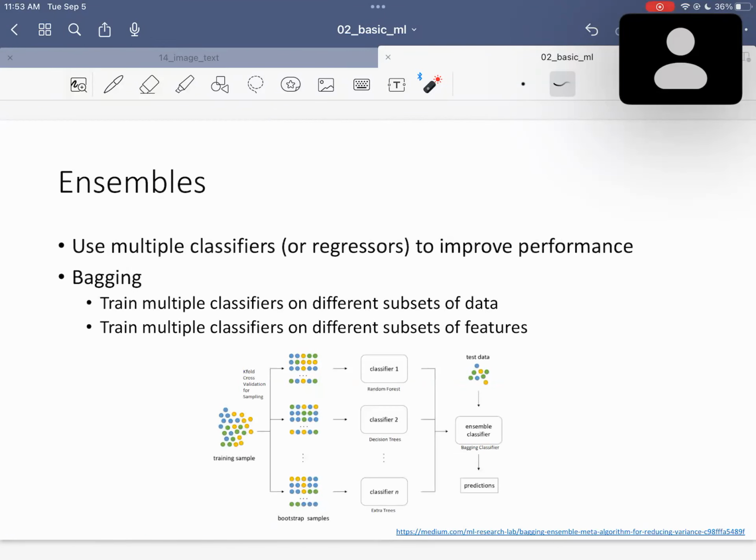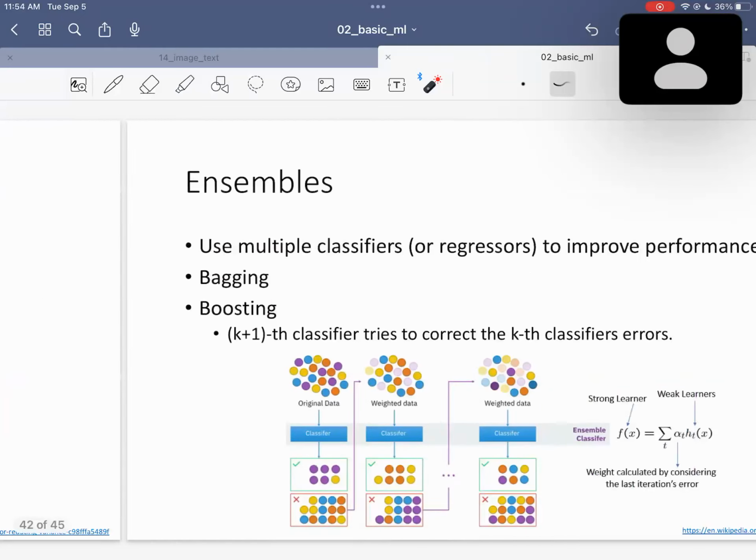Ensemble is actually not just a classifier, it's a training strategy. So it uses multiple classifiers, or multiple regression models for that matter, to improve performance. There are typically two types of ensemble: bagging, and then boosting.